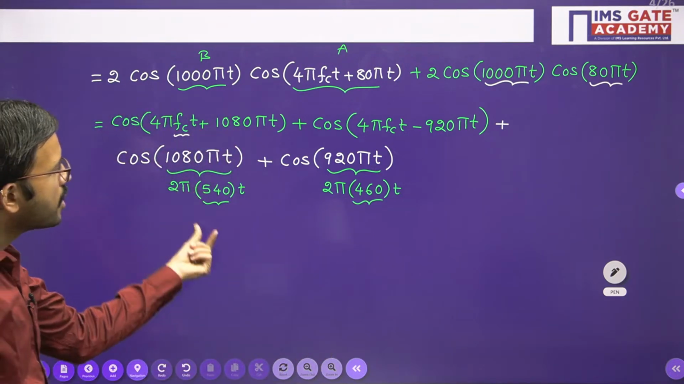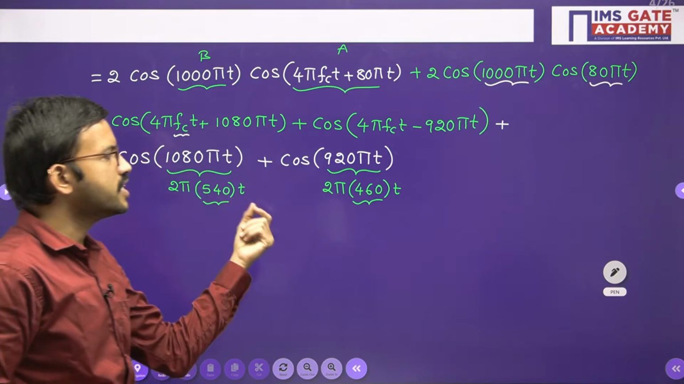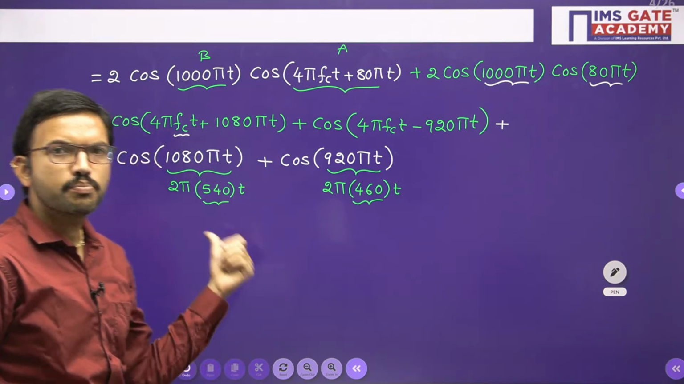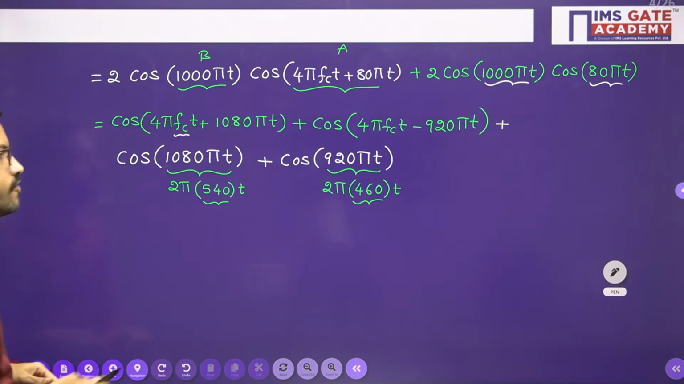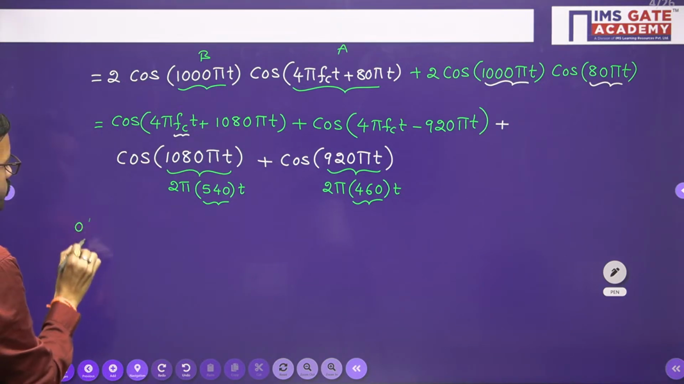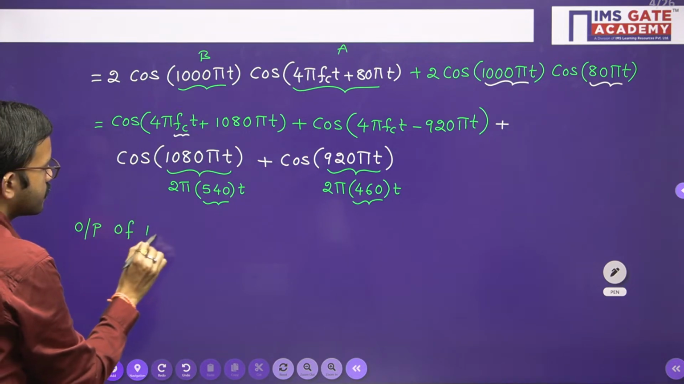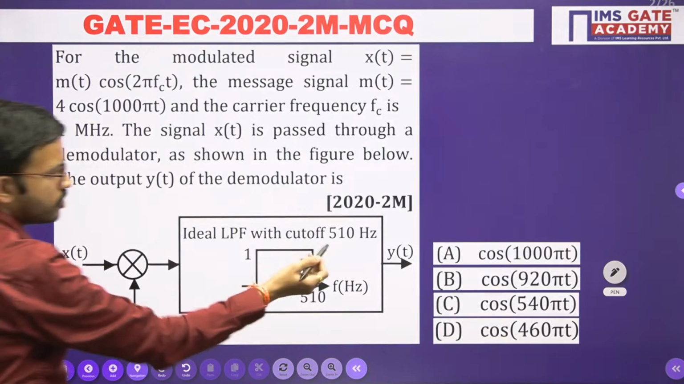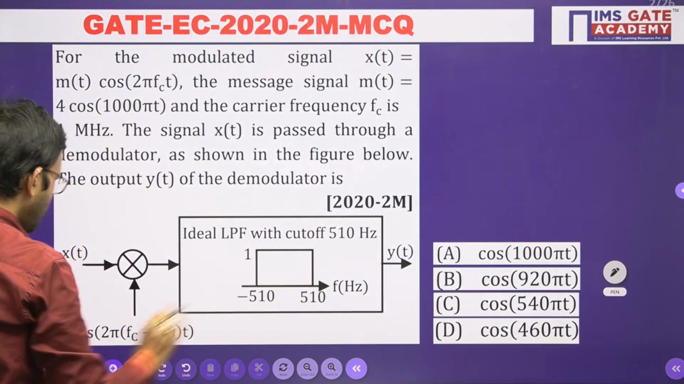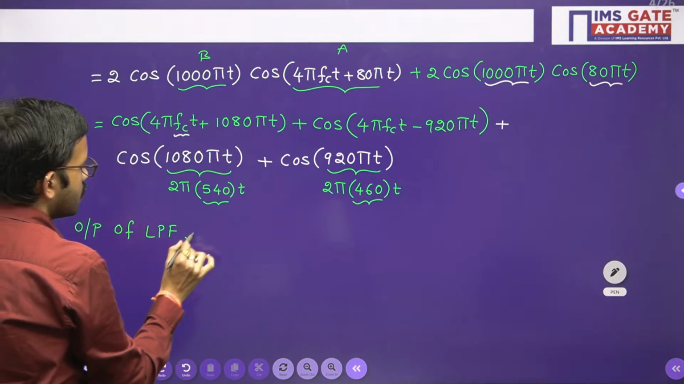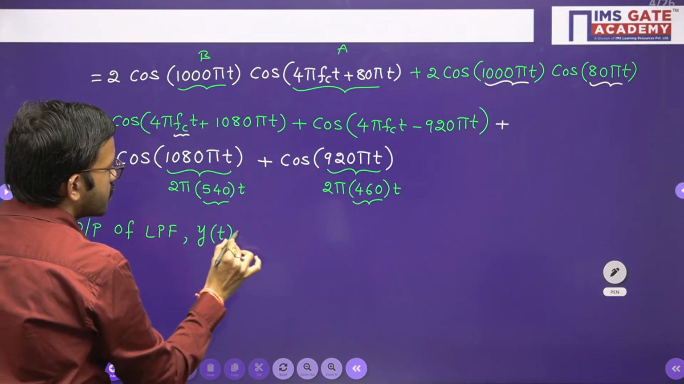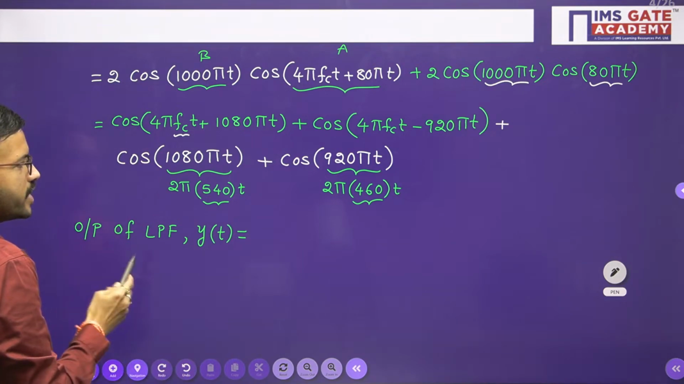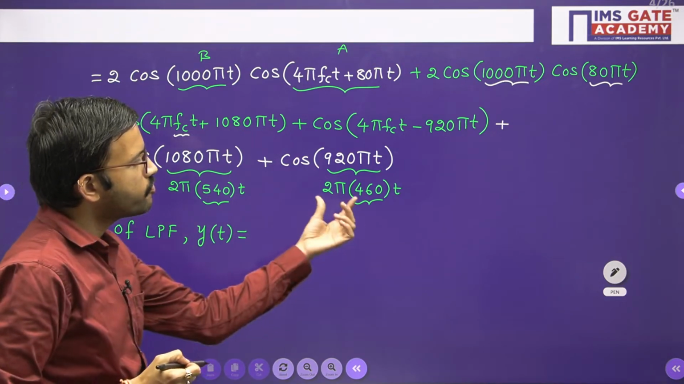So now tell me, among these two frequencies, which term is the low pass filter going to allow? Both or only one? If only one, which term is the low pass filter going to pass? Any guess? At the output of the low pass filter. The output of the low pass filter is y of t, which has the cutoff frequency 510 Hz. So that means it is passing up to 510 Hz.